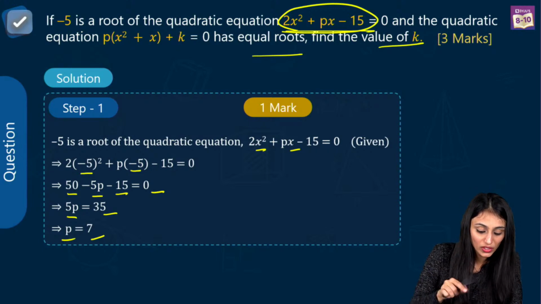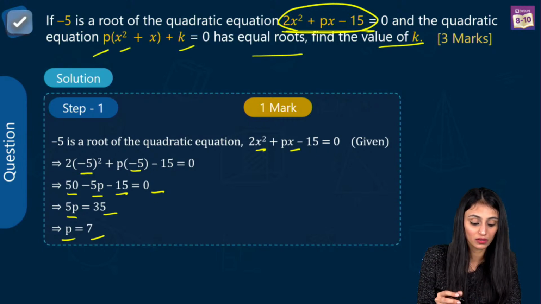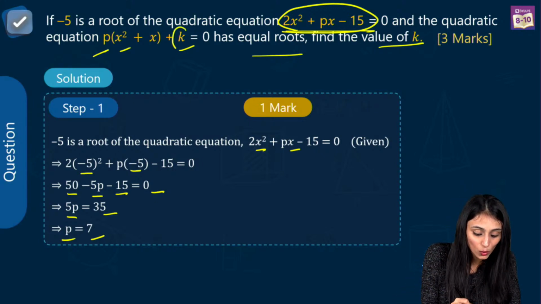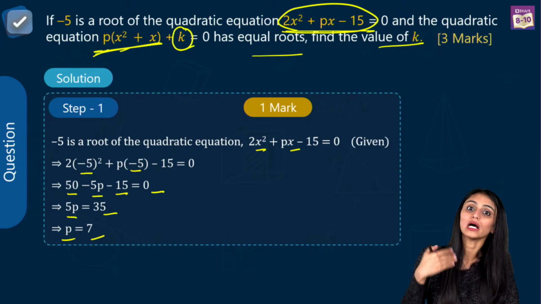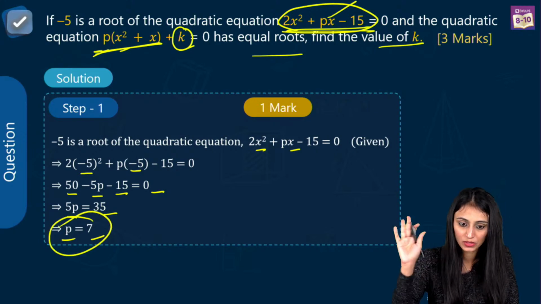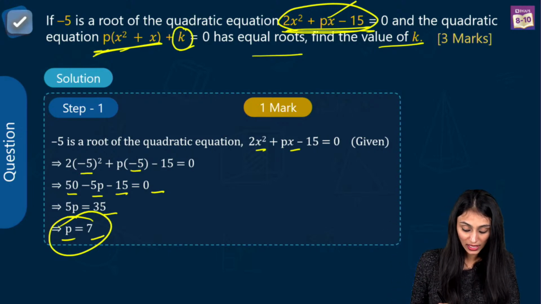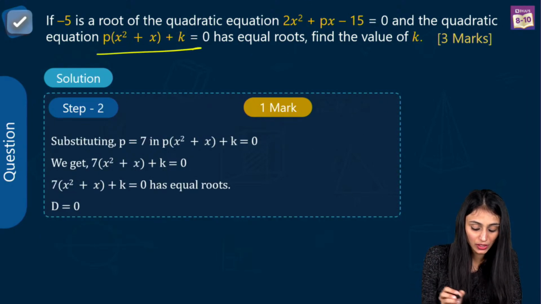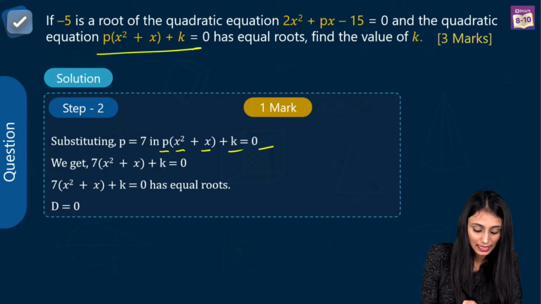So to get the value of k, you can see that 3 unknown variables are here. x is unknown, p is unknown, k is unknown. To get the value of an unknown variable, we should have the values for the other variables. So from this equation, first we will get the value of p, which is 7. Now that we have the value of p, I'm going to put it here again in this equation. So once I put it in, we get p times x square plus x plus k equal to 0, that is 7 times x square plus x plus k equal to 0.